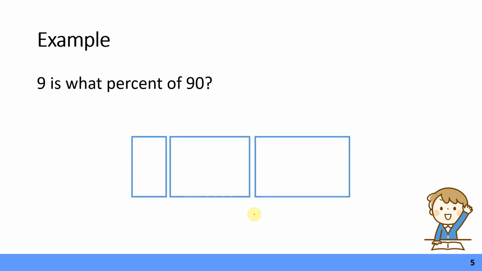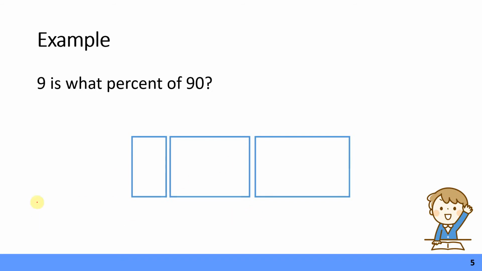Okay, now these types of questions don't have a scenario. They just are very straightforward. 9 is what percent of 90? So that's all they give you. So again, like we talked about before, the first thing you have to do is make sure you set up a fraction. Now, what number goes on top and what number goes on the bottom, right? You have to be careful.